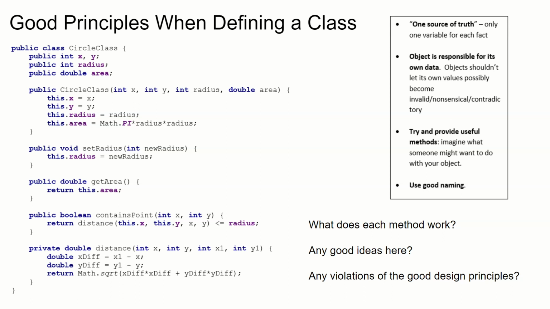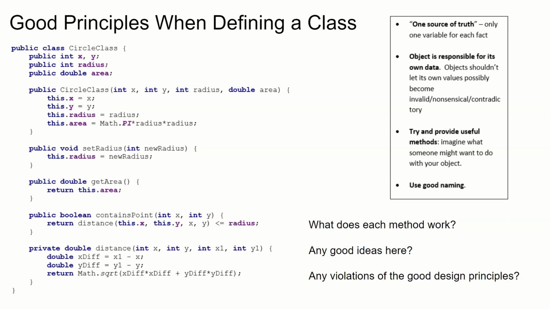Hello, everybody. Let's talk about good principles when defining a class. I've tried to list some that I think are common ones, and I've given some of my own names that I hope are evocative. So, one source of truth: the idea is that if your object has a bunch of variables that describe facts about it, it shouldn't be possible for those variables to be in conflict with each other. There should only be one variable for each of the facts about your object.